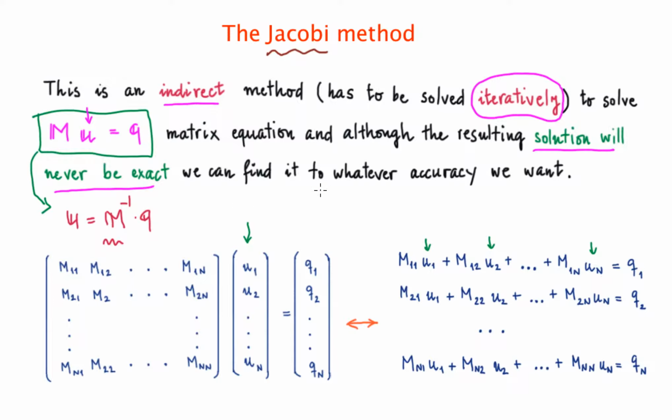However, it's very important that you can always get those values to whatever accuracy you want. They can be as accurate as you want. So the method is solved iteratively, and you can get the solution as accurate as you want. But in principle, it will never be exact. So what we're going to do.